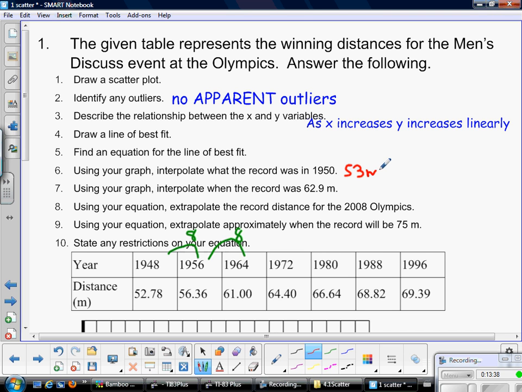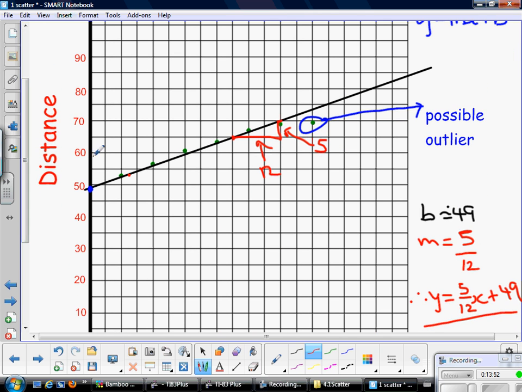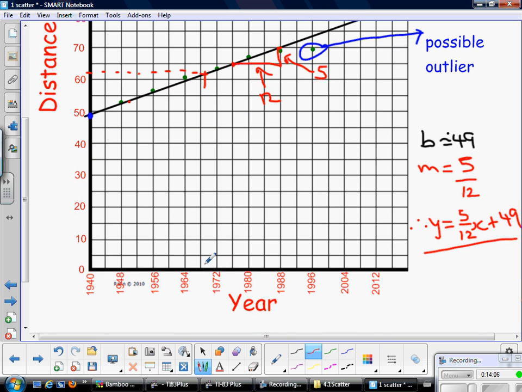Then, using the graph, interpolate when the record was 62.9. Okay, so this time I find roughly 62 on here, and I go directly across, and using this, I know that's not a straight line. So that would happen when I go straight down to the year. Okay, this would be 1968. So maybe 69, 1969.